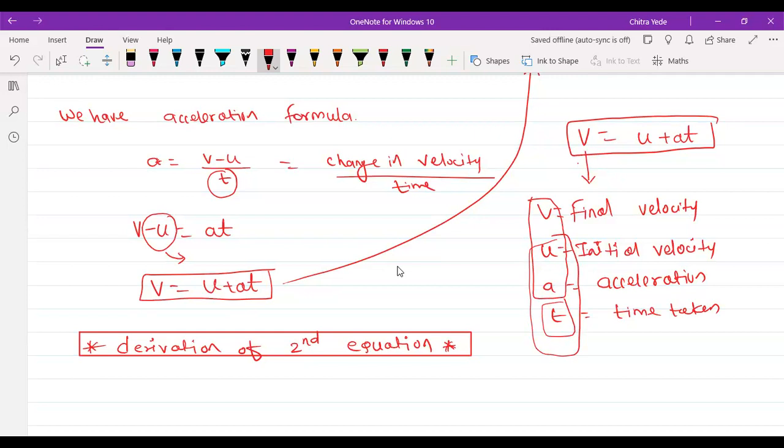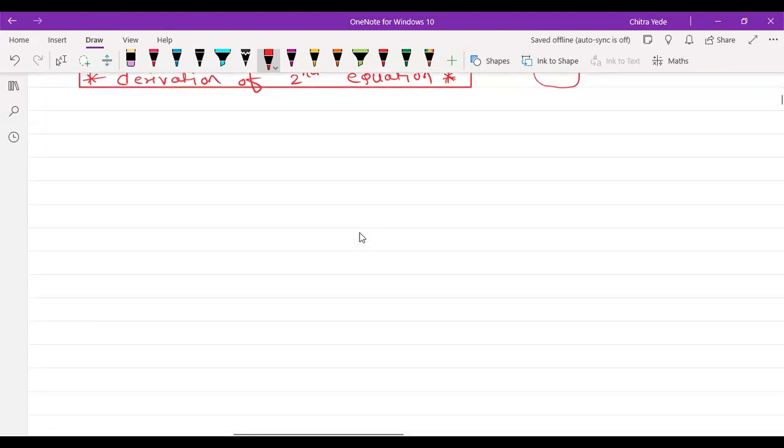Now by using the second equation, we can calculate distance also. Okay, so we have the second equation of motion. I'm going to write here first. Second equation of motion is.